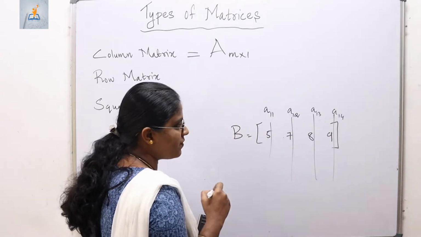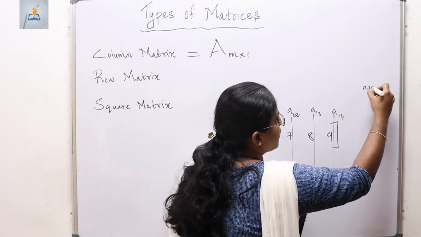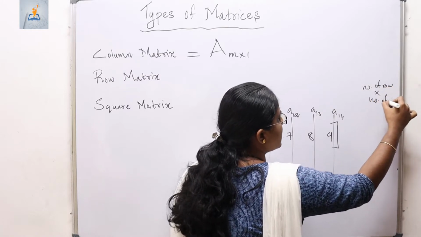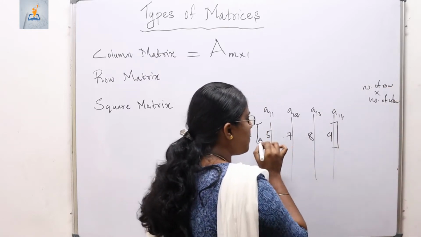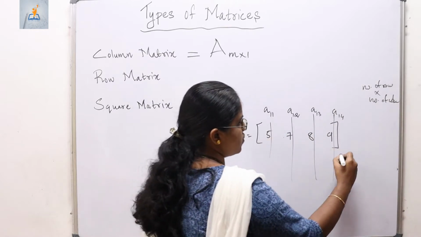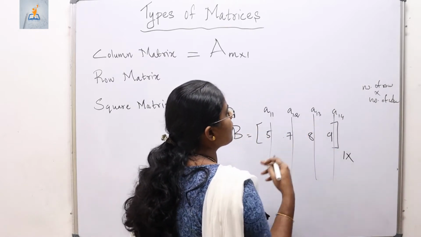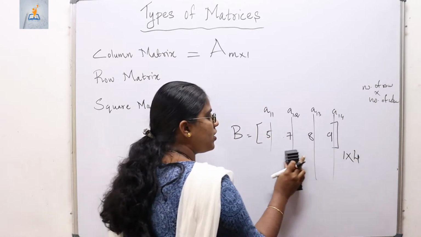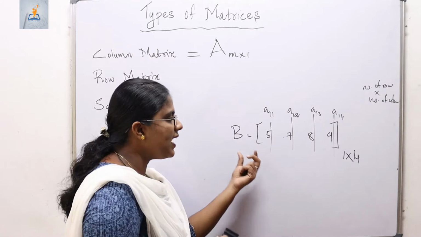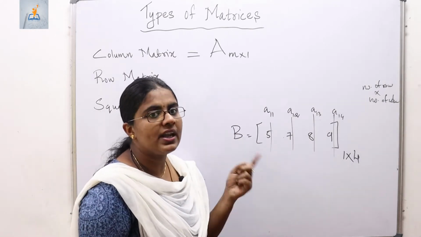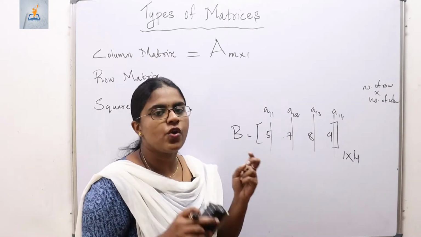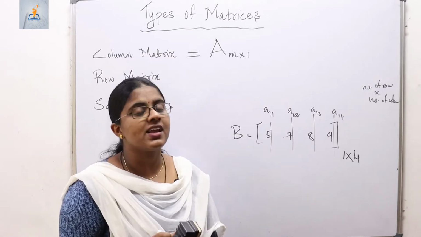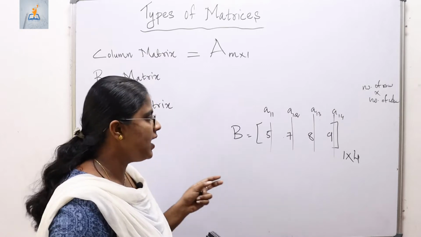And we know that there is only one row in this matrix. So the order of the matrix is always number of rows by number of columns. What is the number of rows here? The number of rows is only 1. So 1 by the number of columns, which is 4. So 1 by 4 is the order of this particular matrix, and this matrix has only one row. So a matrix which is having only one row, or a single row, is called a row matrix.